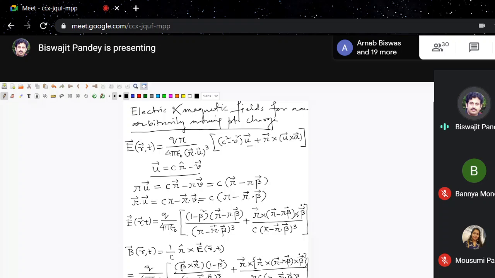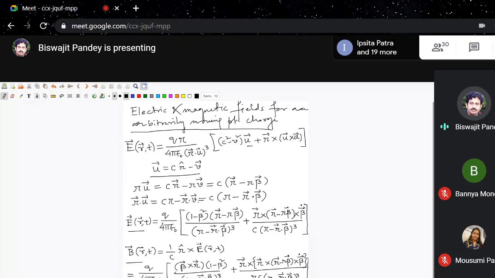So the charged particle could be uniformly moving, or it could have acceleration or deceleration. If it is uniformly moving, clearly you can see the second term will be zero, because beta dot is zero in that case. So we will be left with only the first term in both cases. The electric field and magnetic field both will only contain the first term, right? Because there is no acceleration or deceleration.